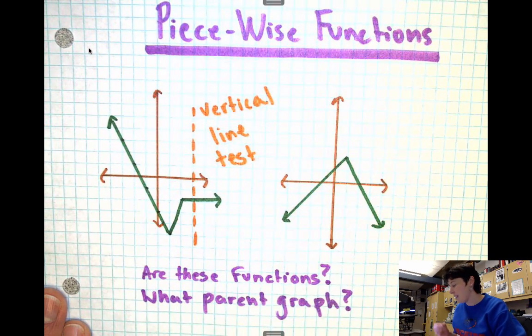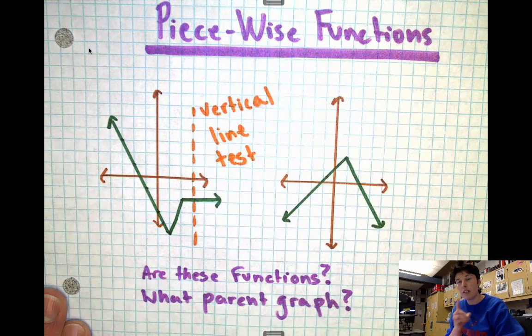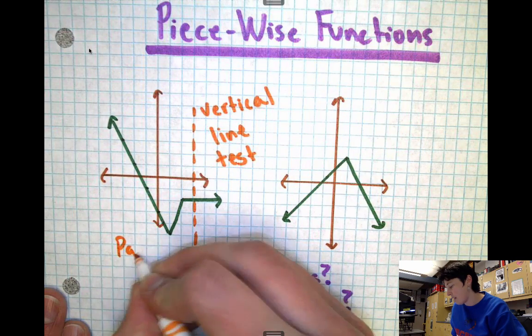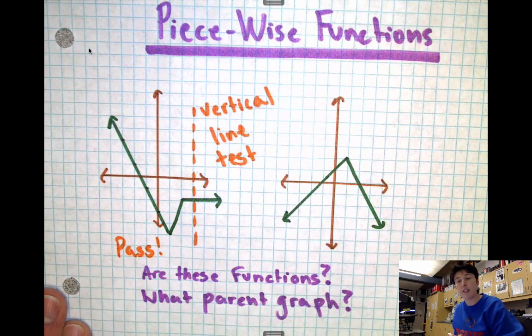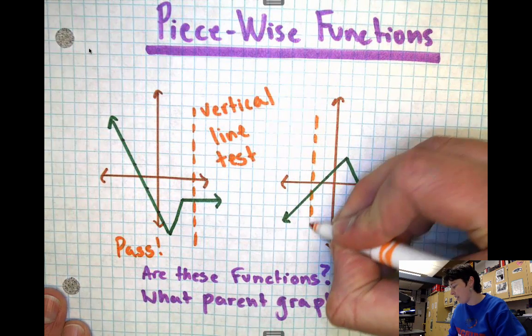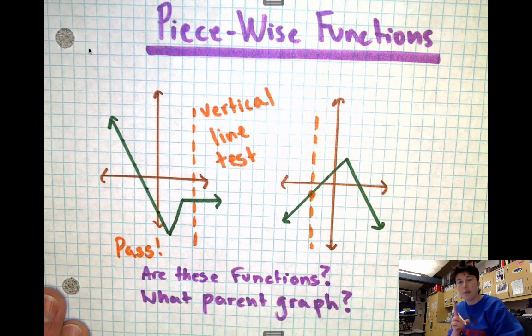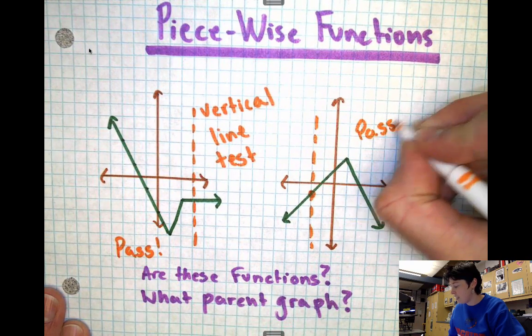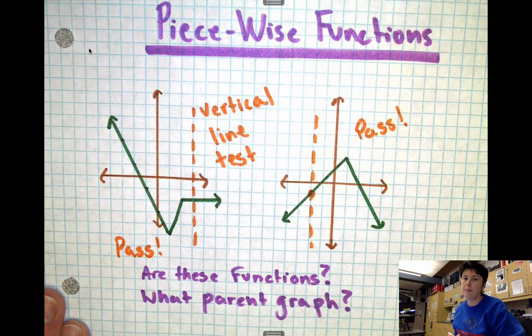And does it pass? Yes, it does. Vertical line test says if it touches one place only and no more than one place, it is a function. So we would say this one definitely passes. It is a function. This other one is the same story. No matter where I draw my vertical line, it only crosses the graph in one location. So again, it is a pass on the vertical line test, and yes, it's a function.